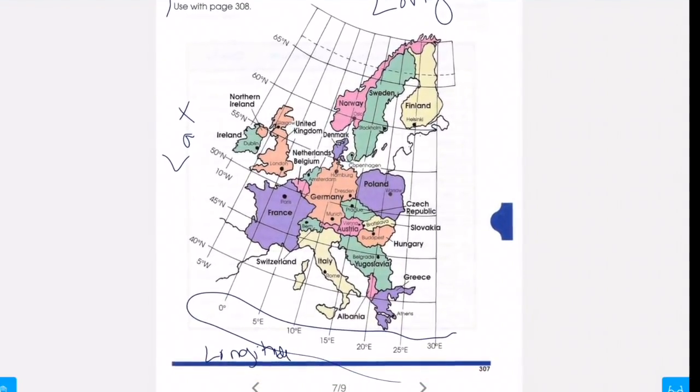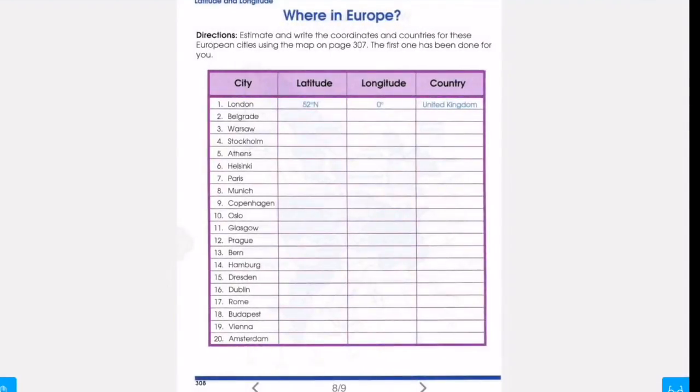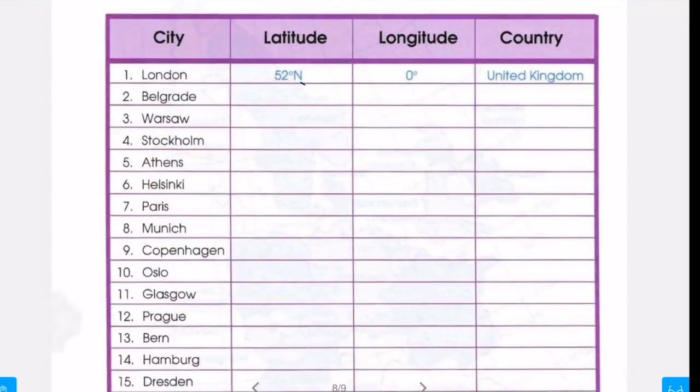So for the first one, they've already filled in London, the latitude and the longitude. London is on the prime meridian, so the longitude is 0 because it's the starting line. The only lines that don't have direction are the prime meridian and the equator, so the 0 is just fine there. Otherwise, everything else needs to have a direction with it. Otherwise, it's wrong. So the first city we're looking for is Belgrade.